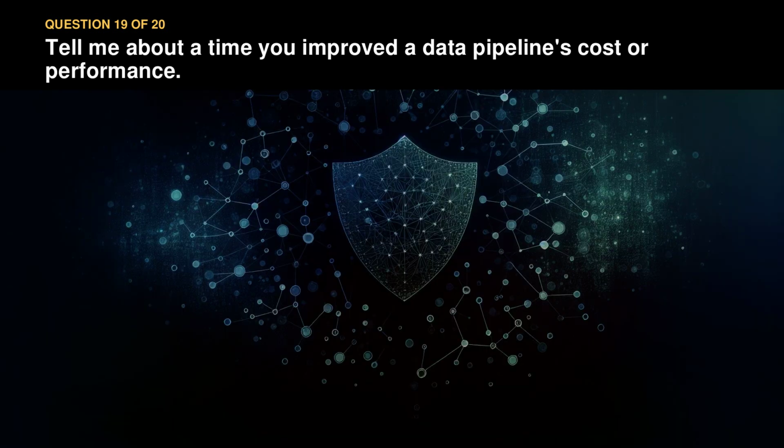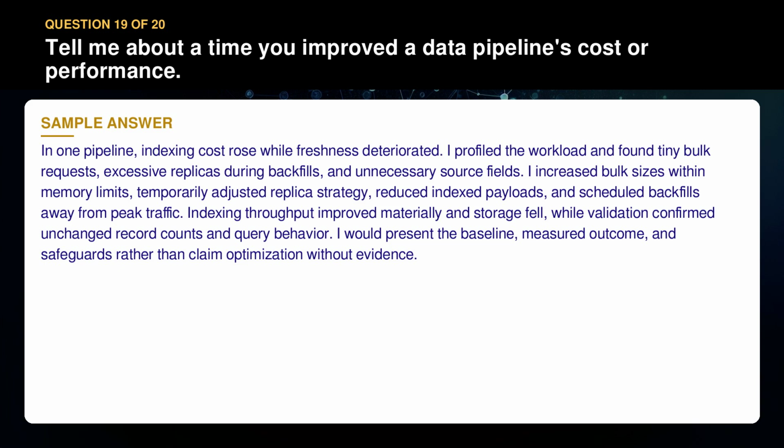Question 19. Tell me about a time you improved a data pipeline's cost or performance. In one pipeline, indexing cost rose while freshness deteriorated. I profiled the workload and found tiny bulk requests, excessive replicas during backfills, and unnecessary source fields. I increased bulk sizes within memory limits, temporarily adjusted replica strategy, reduced indexed payloads, and scheduled backfills away from peak traffic. Indexing throughput improved materially and storage fell, while validation confirmed unchanged record counts and query behavior. I would present the baseline, measured outcome, and safeguards rather than claim optimization without evidence.